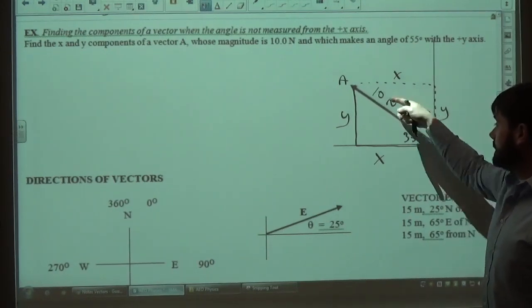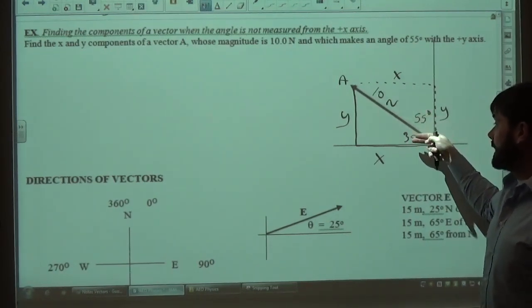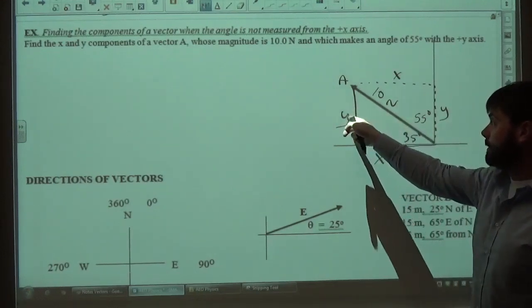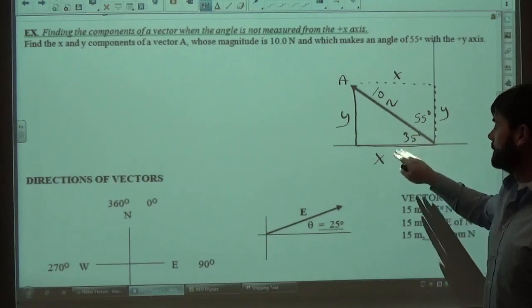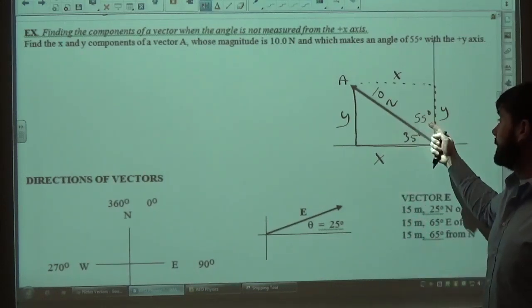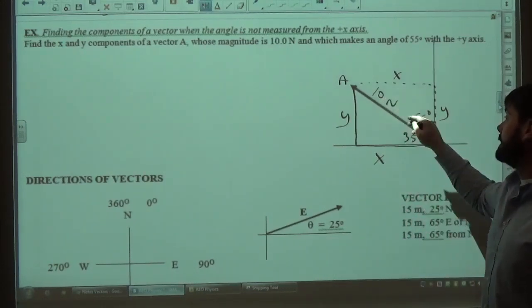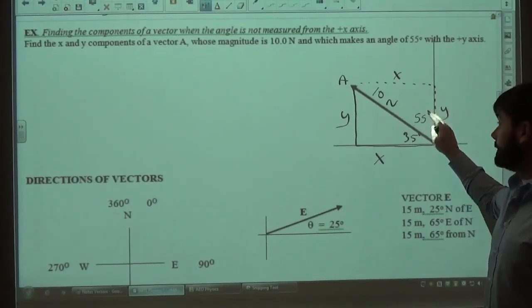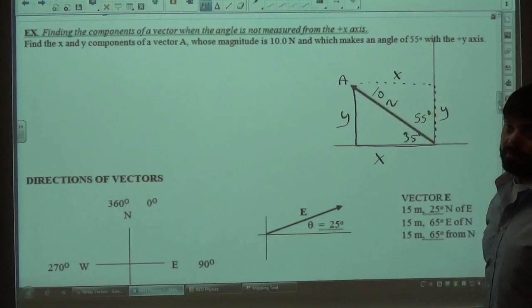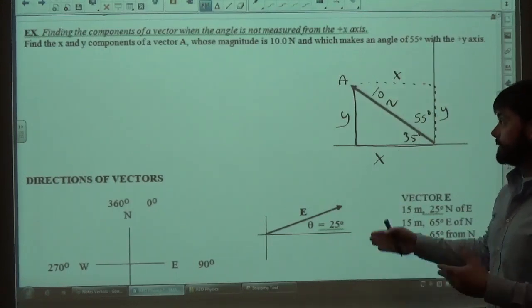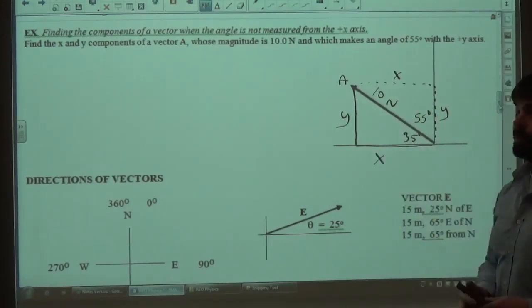Here I can do 10 times the sine of 35 will equal y. Here I can do 10 times the cosine of 35 will equal x. If I'm on the other side, I've got 10 times the cosine of 55 equaling x, and 10 times the sine of 55 equaling y. So I'll solve it this way. I guess either one's appropriate.